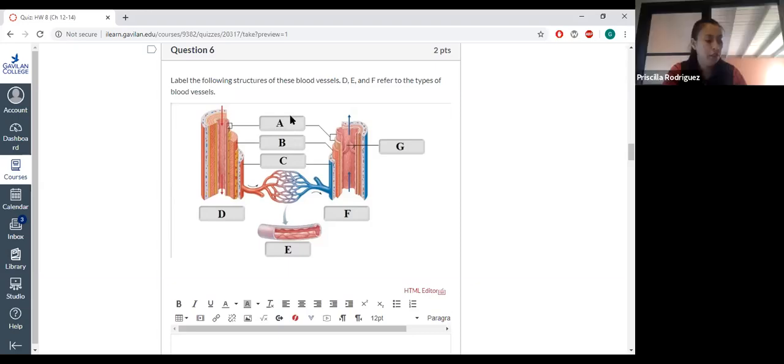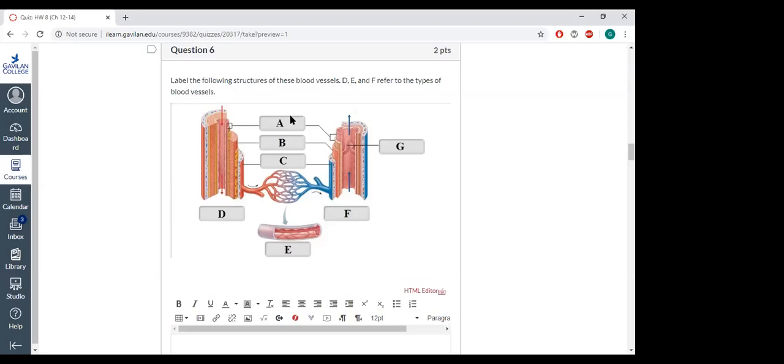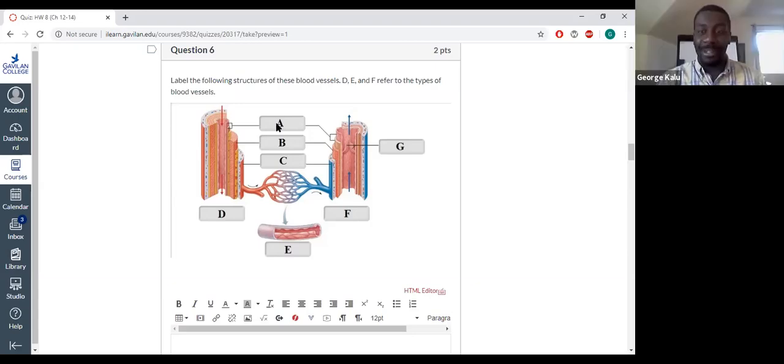It's the tunica intima, the innermost layer. Right, the tunica intima or the tunica interna, both the same thing. So that's the innermost layer, the part that's actually going to be making contact with the blood.